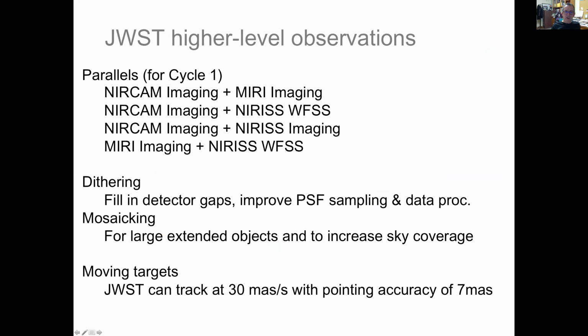I did not have time to mention it, but NIRISS comes with another instrument on the back side of it, called FGS, the Fine Guidance Sensor, which is the facility that will actually guide the whole observatory. That's also provided by Canada.